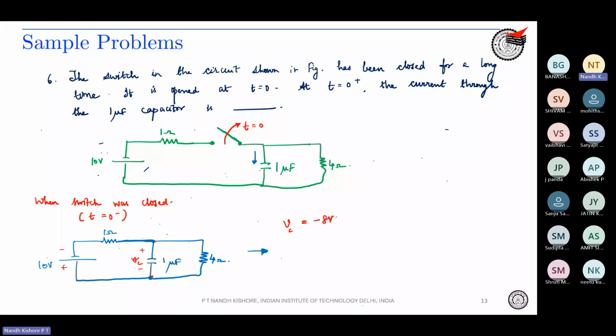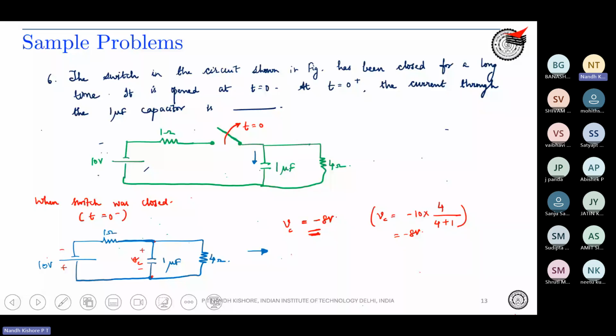Why is it so? Because VC is basically minus 10 into 4K, minus 10 into 4 divided by 4 plus 1. Correct? That is equal to minus 8 volts. So VC is minus 8 volts, which means the capacitor had charged up to minus 8 volts. It is having an initial charge of minus 8 volts. You got it right. The capacitor has an initial charge of minus 8 volts.